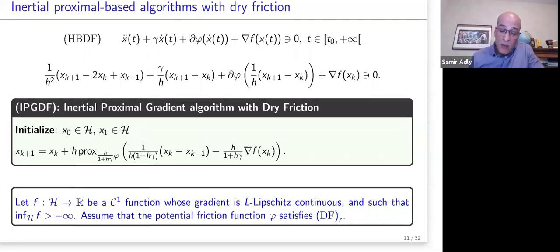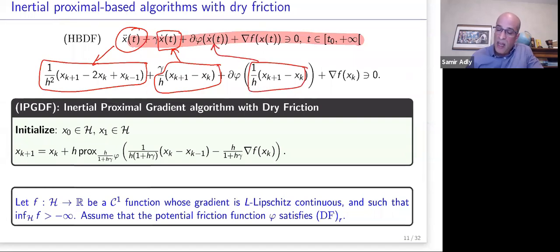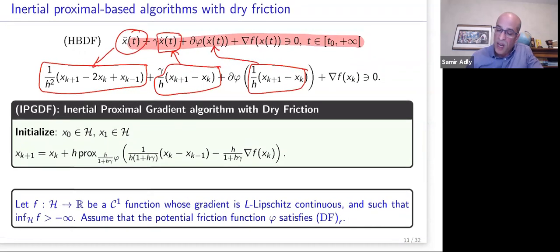Okay, so now we have this dynamic, which is continuous dynamic in time, t. We will discretize the velocity. We take some h, which is the step size. Sorry, this is the discretization of the acceleration. This is the discretization of the velocity. And we can put it explicit via the smooth potential, and implicit via the non-differentiable potential, which is phi here.